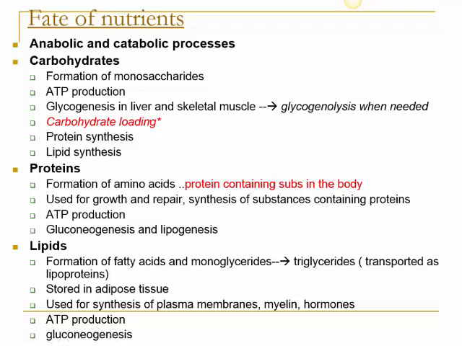Now, you may have heard of athletes. As I said, glucose is a source of energy. The stored glucose is glycogen in liver and skeletal muscle. And what athletes do is perfectly legal. They do something called carbohydrate loading. And you can understand why they would do that.